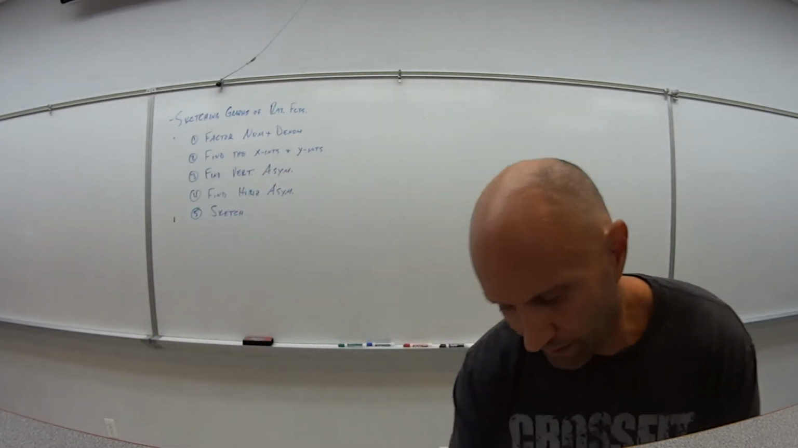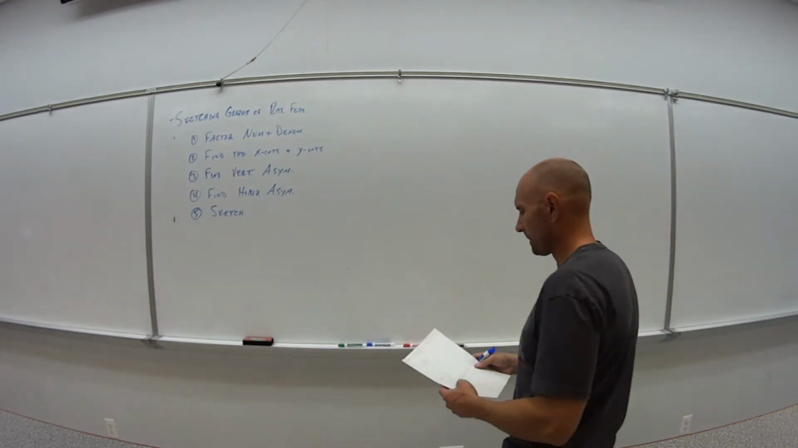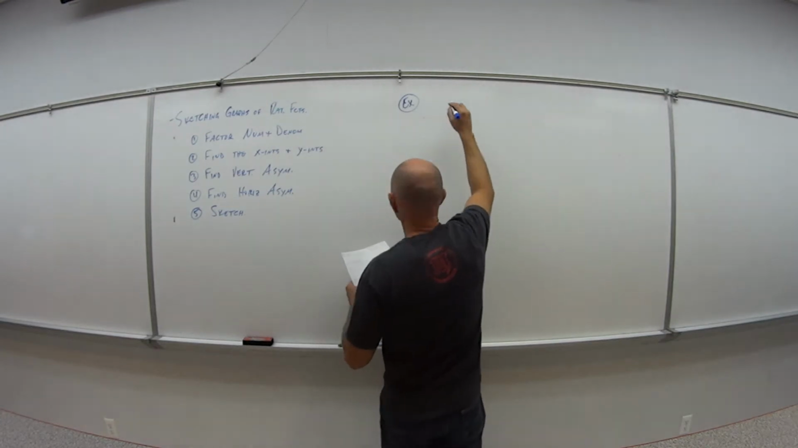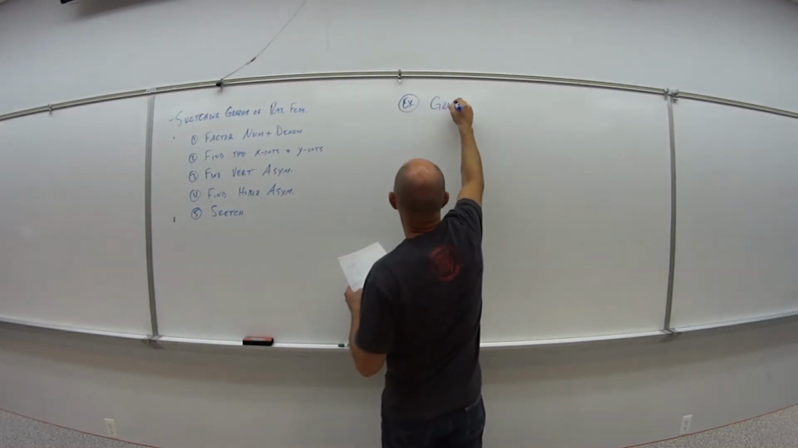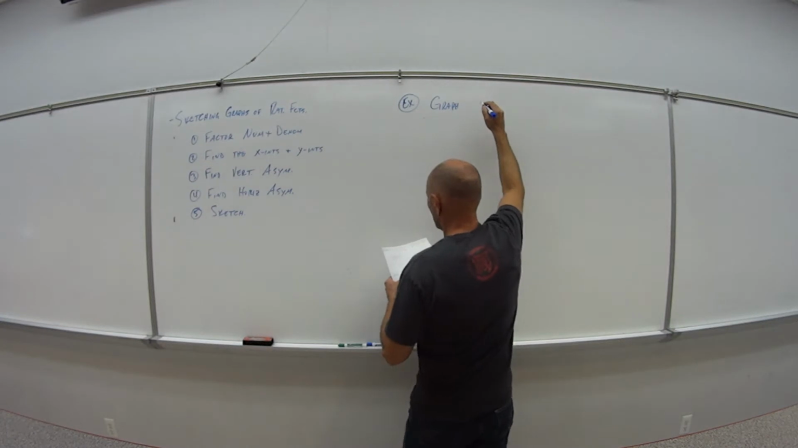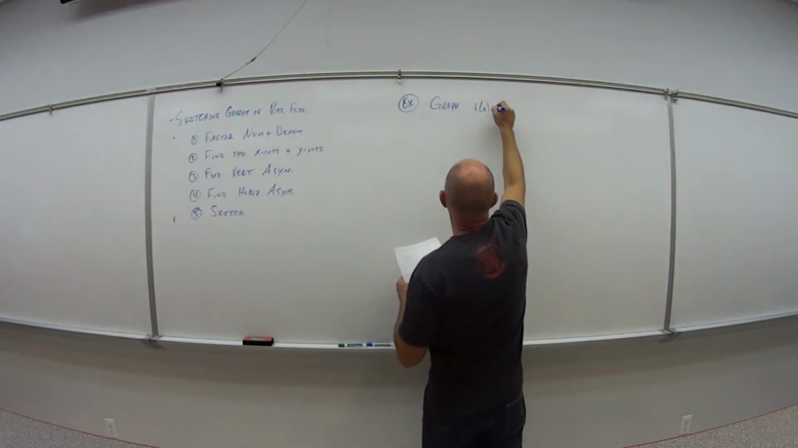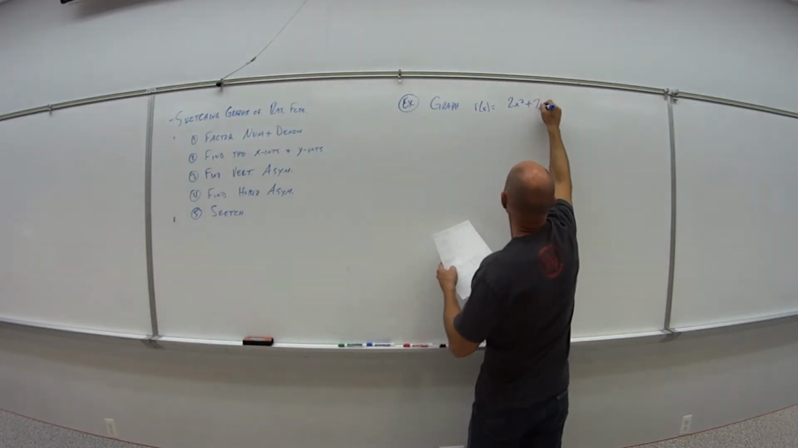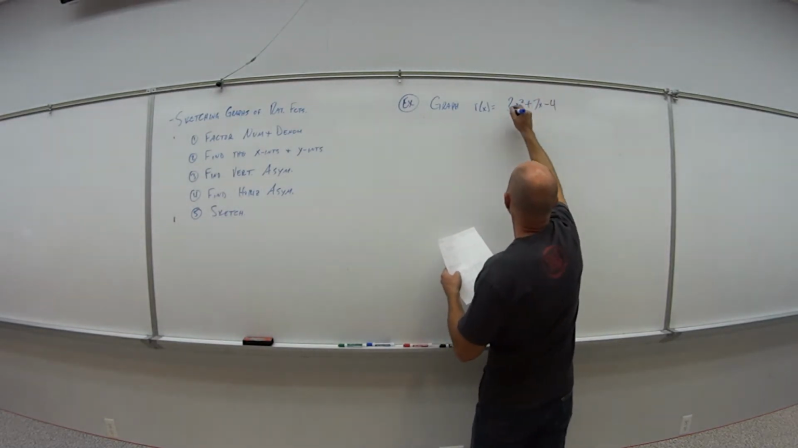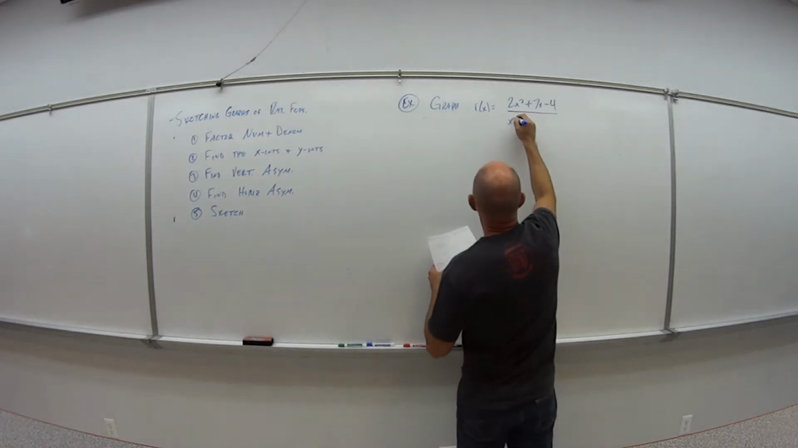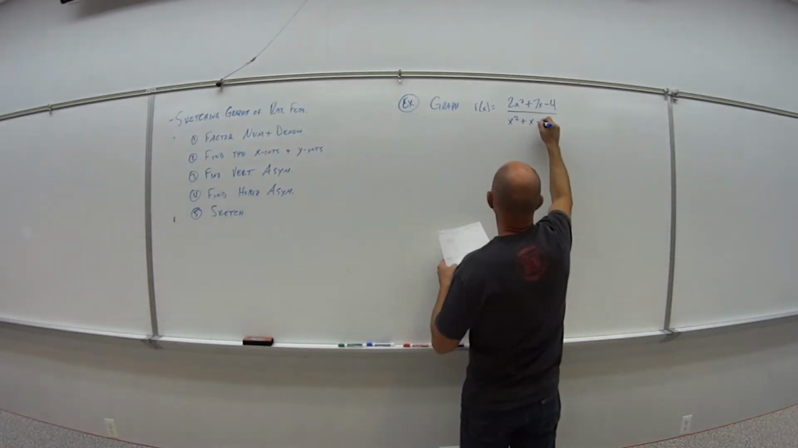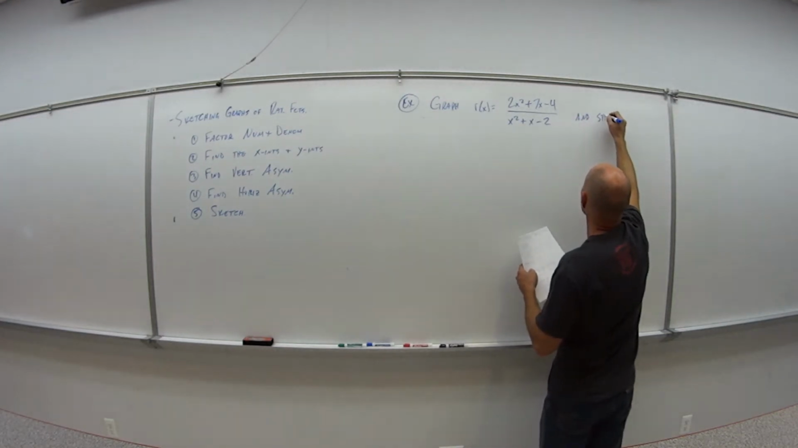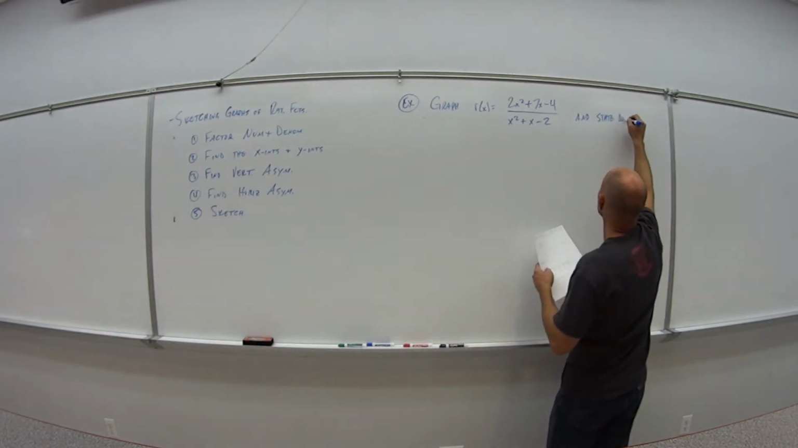So, let's look at an example. Let's say we want to graph r of x is equal to 2x squared plus 7x minus 4 all over x squared plus x minus 2. And then once we have that, we want to state the domain and range.